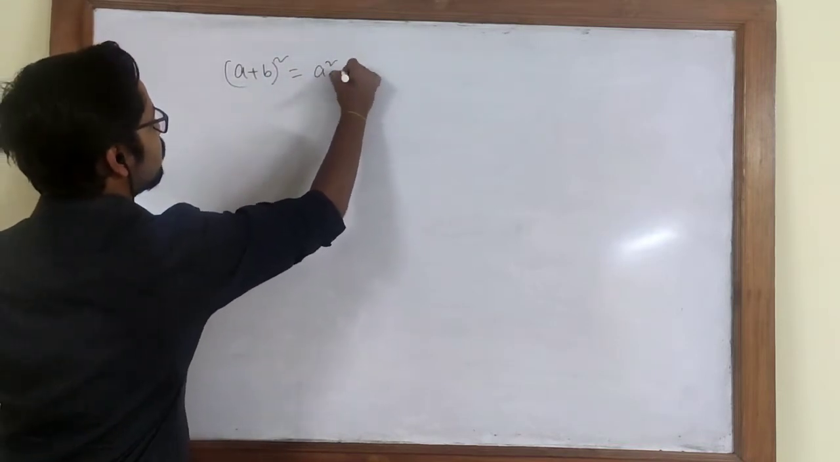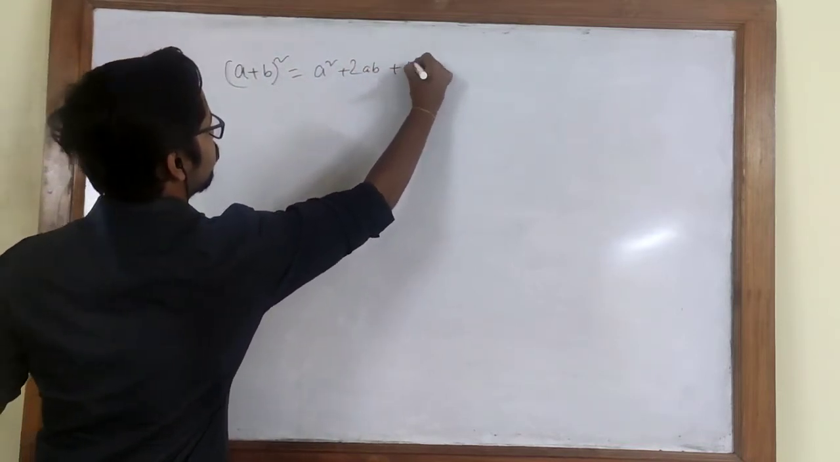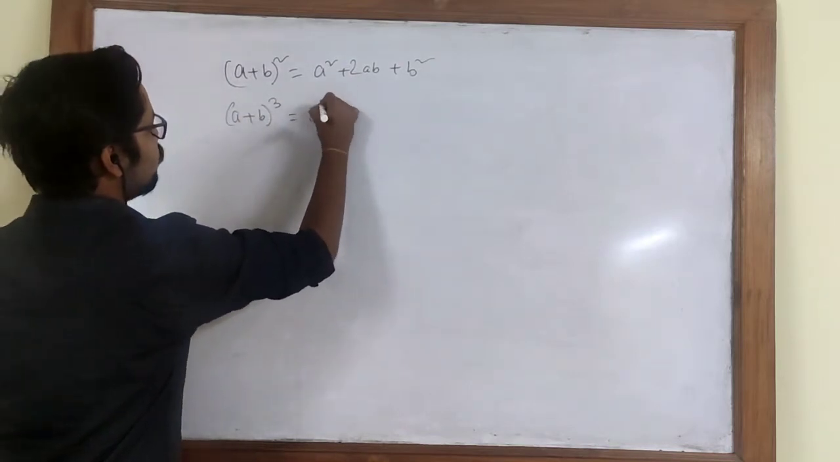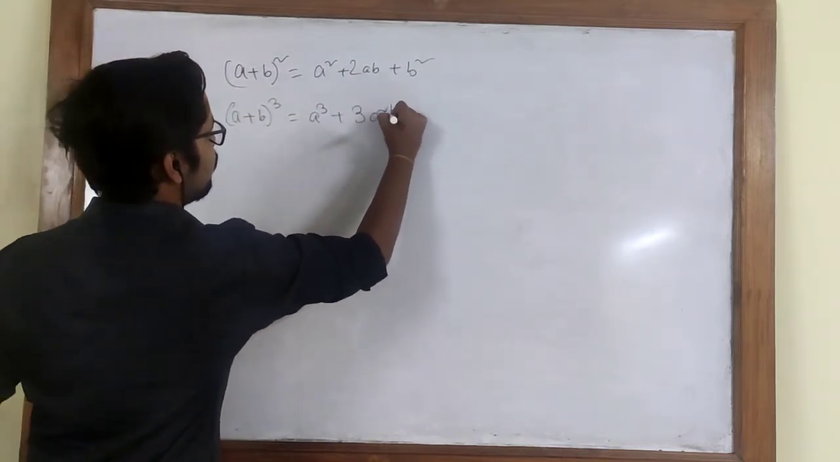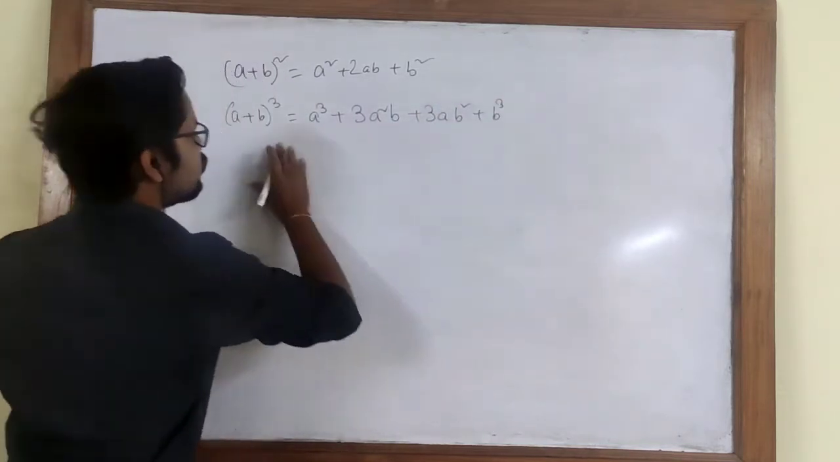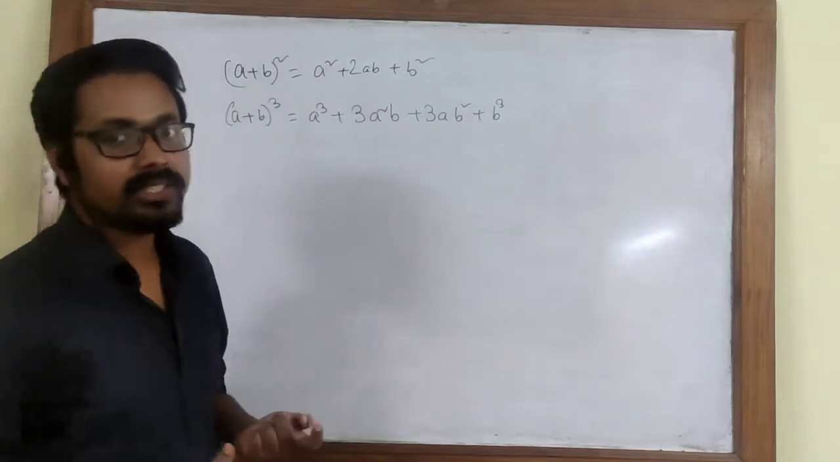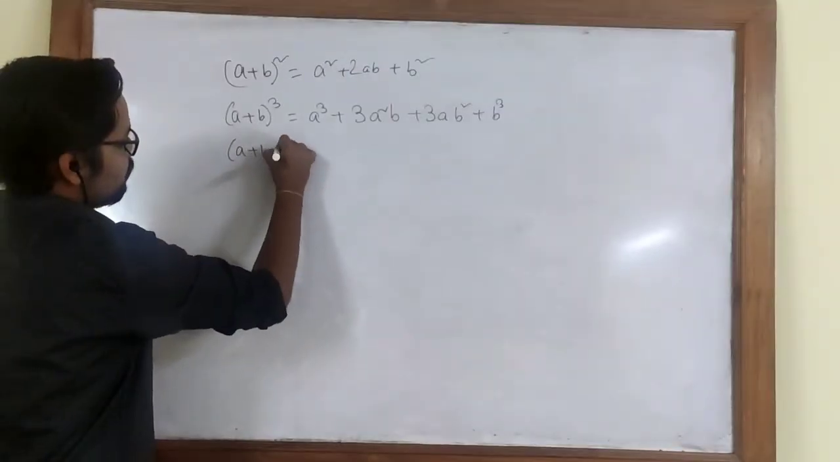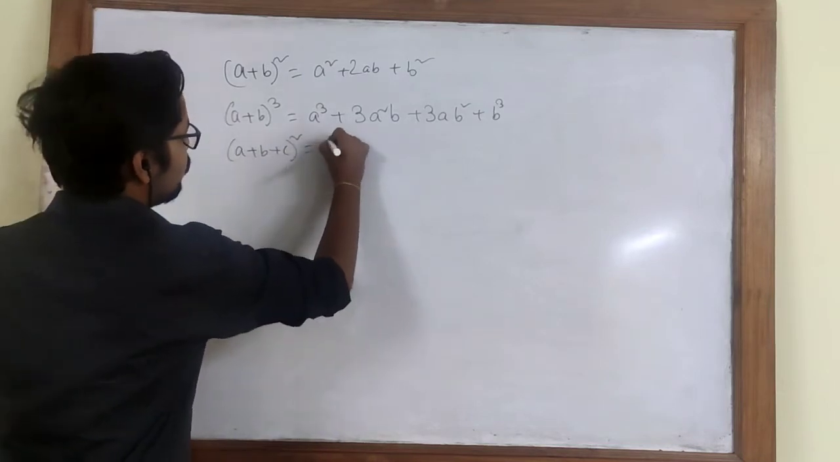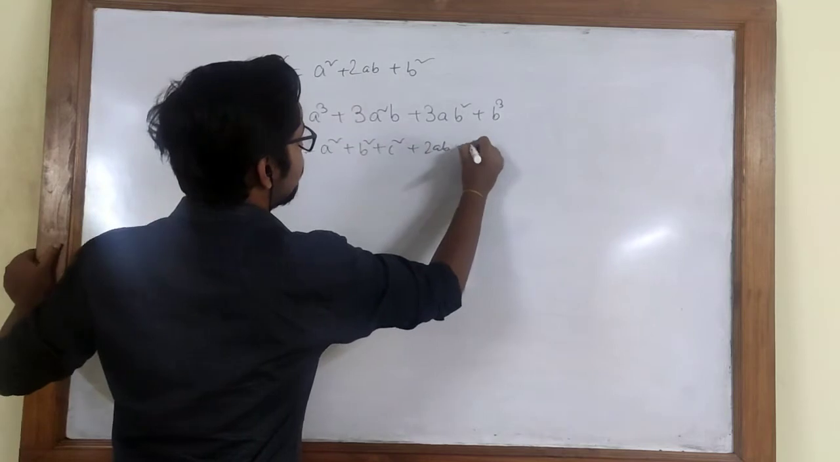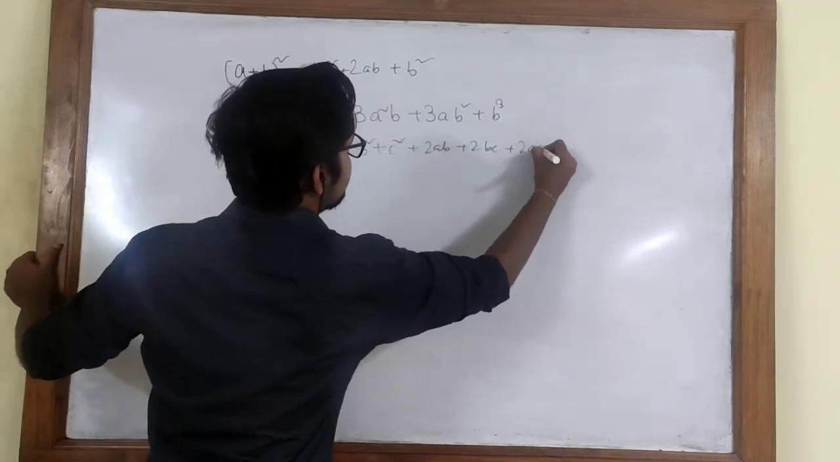This is a square plus twice ab plus b square. (a plus b) whole cube is given as a cube plus 3a square b plus 3ab square plus b cube. So these two formulae are very known to us. Even (a plus b plus c) whole square is known to us. So that is (a plus b plus c) whole square is equal to a square plus b square plus c square plus twice ab plus twice bc plus twice ca.